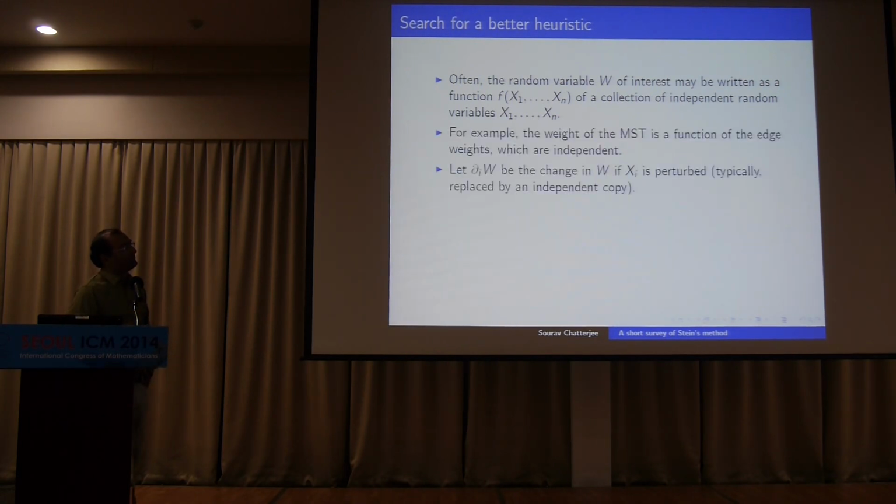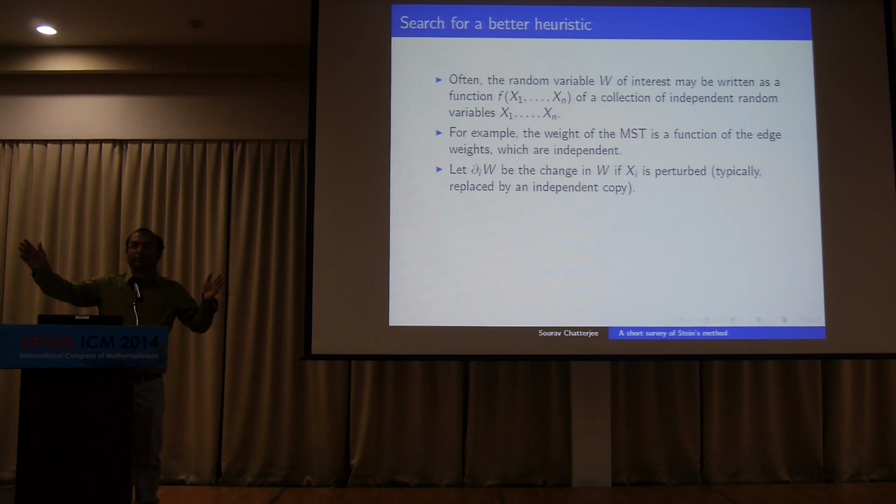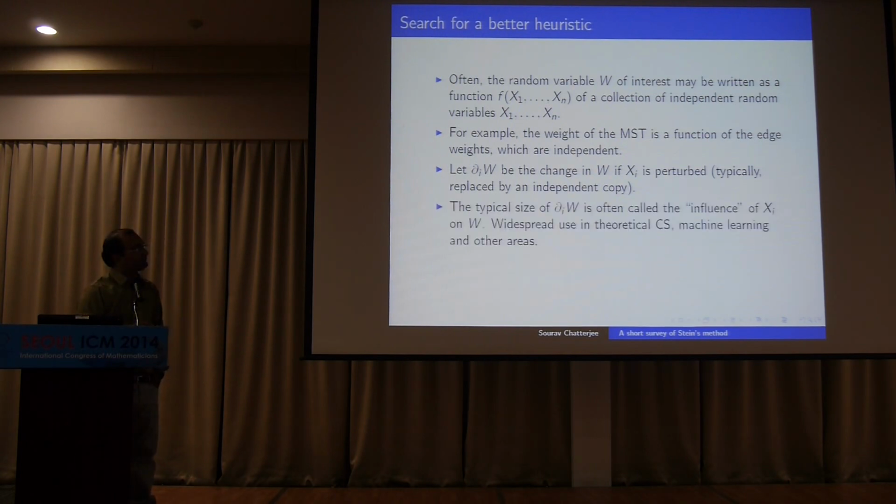Now let Δ_i W be the change in W if X_i is perturbed. So typically it's replaced by an independent copy. So in the simple example that I mentioned, the number of heads, if you toss a coin n times, you change one toss from head to tail or tail to head. The change that you get is Δ_i W. So how much you change if you perturb one coordinate. Okay. Now the typical size of Δ_i W, or maybe Δ_i W squared, is often called the influence.